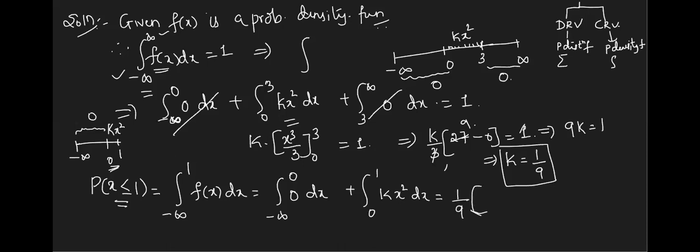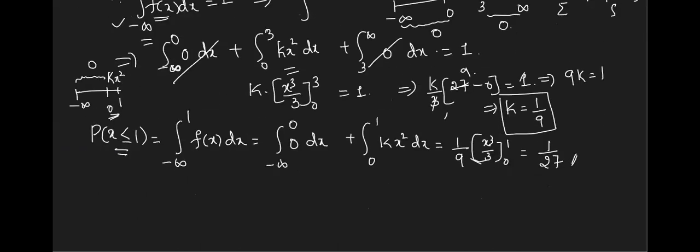What is the integration of x square? X cube by 3. Limits are 0 to 1. Right? What is the answer? If you put the upper limit, 1 cube, 1 minus 0. 1 upon 9 threes are 27.